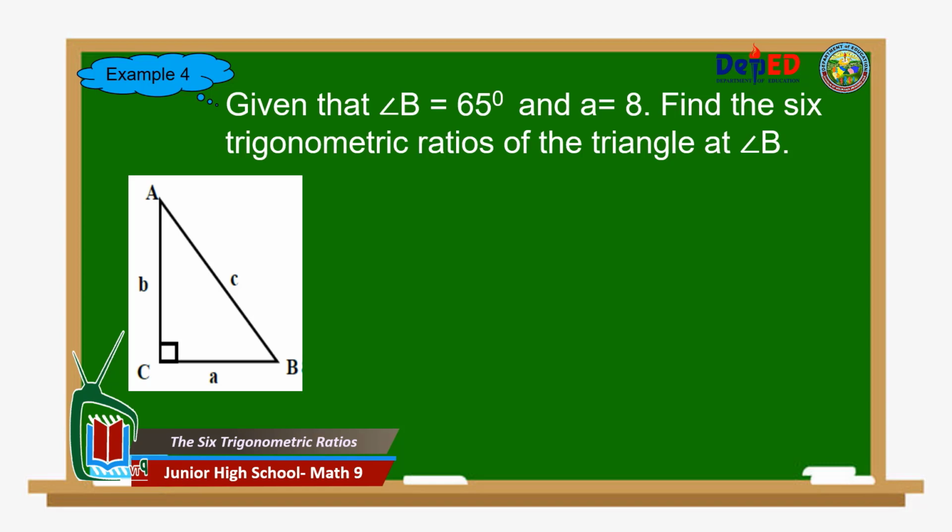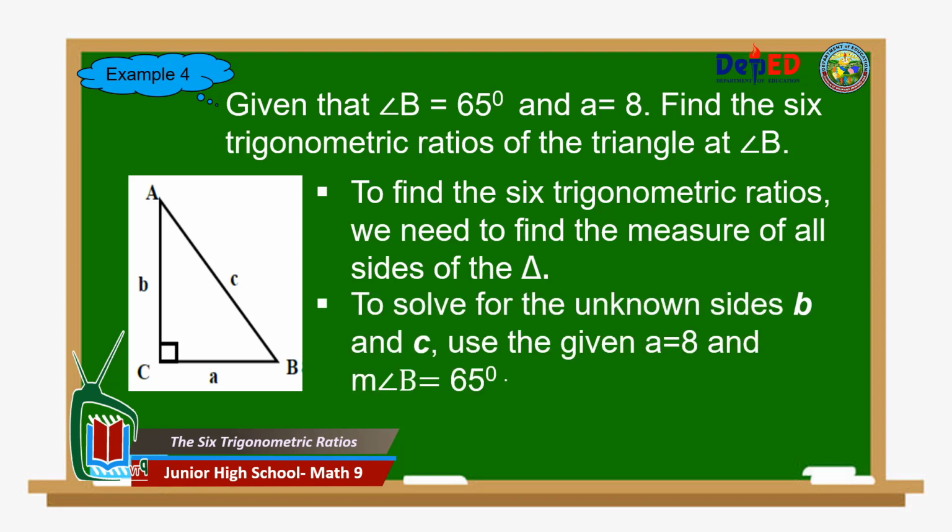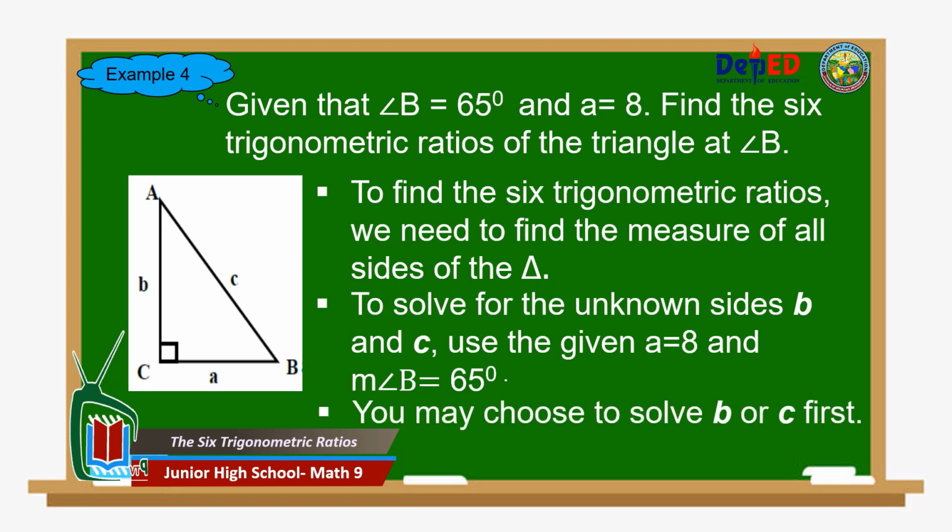Our final example for this lesson. Given that angle B is equal to 65 degrees and A is equal to 8, find the 6 trigonometric ratios of the triangle at angle B. So to find the 6 trigonometric ratios, we need to find the measure of all sides of the triangle. To solve for the unknown sides B and C, we are going to use the given A, which is 8, and then the measure of angle B, which is 65. You may choose to solve B or C first.